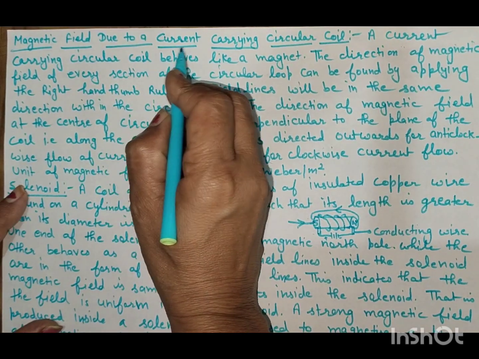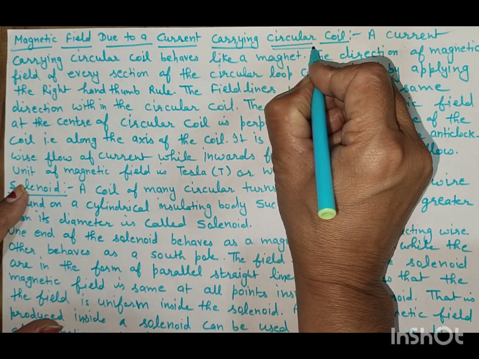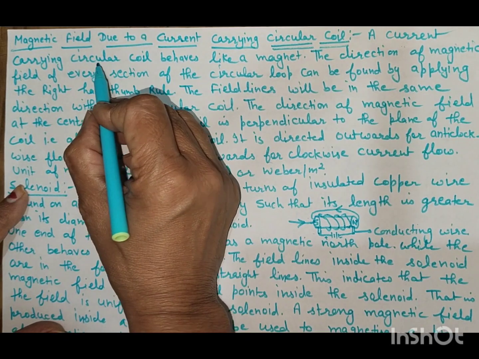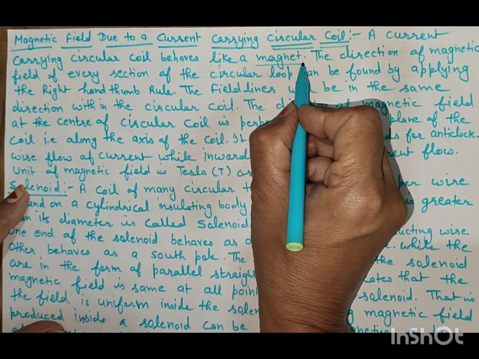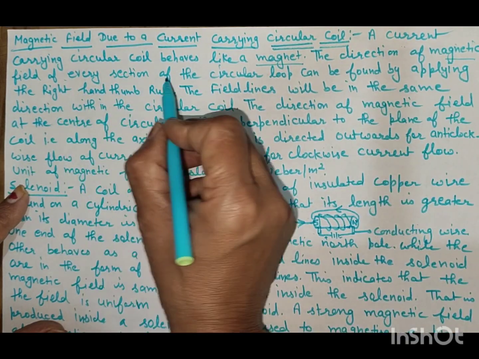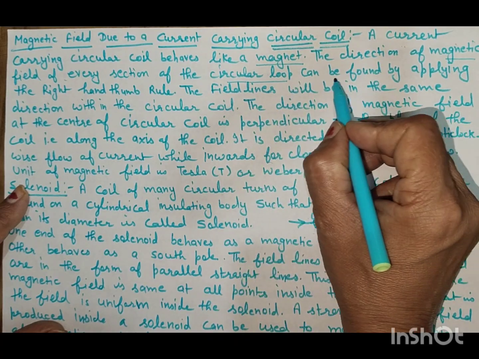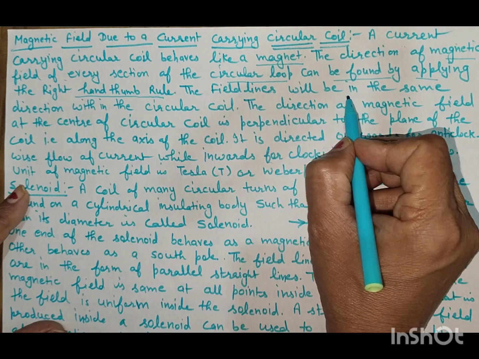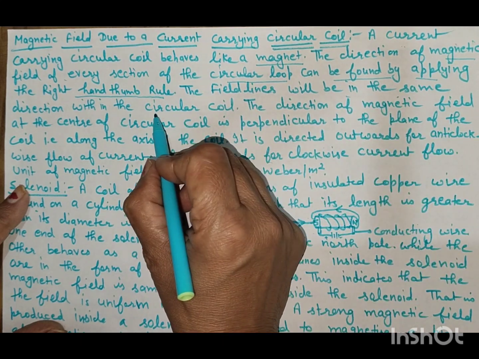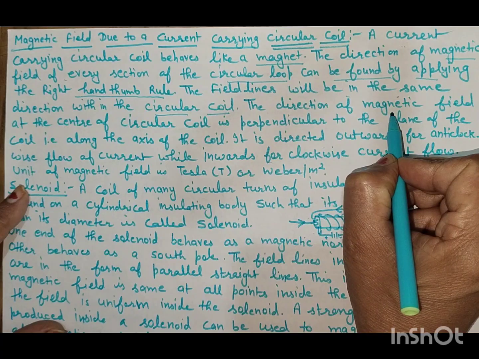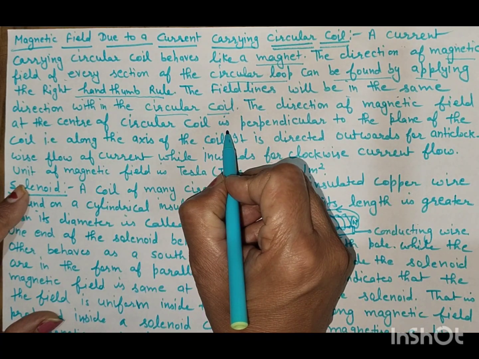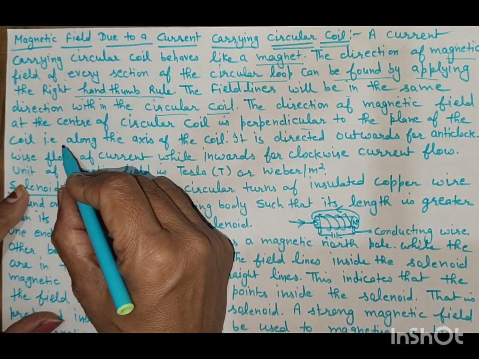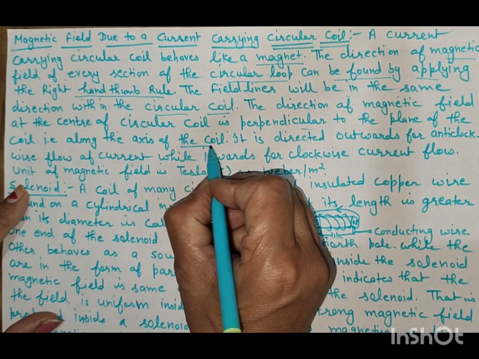The magnetic field due to a current carrying circular wire. Now we will discuss the circular wire or circular coil. A current carrying circular coil behaves like a magnet. The direction of the magnetic field of every section of the circular loop can be found by applying the right hand thumb rule. The field lines will be in the same direction within the circular coil. The direction of the magnetic field at the center of the circular coil is perpendicular to the plane of the coil, that is, along the axis of the coil.